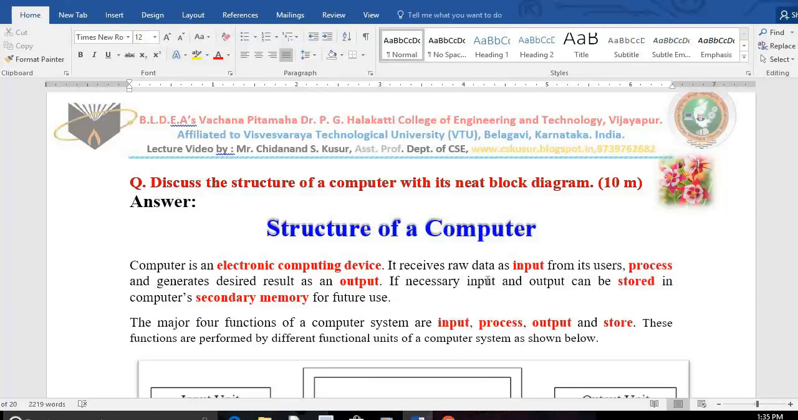In today's class I will teach you a very important topic named structure of a computer system from module number 1. You may get a question on this topic in the VTU main examination or in the first internal for more marks. The question will be like this: discuss the structure of a computer system with its neat block diagram.